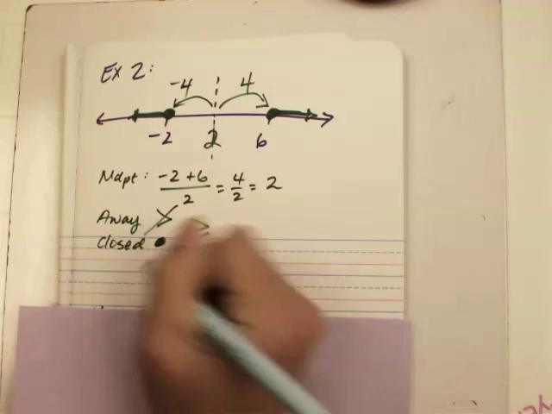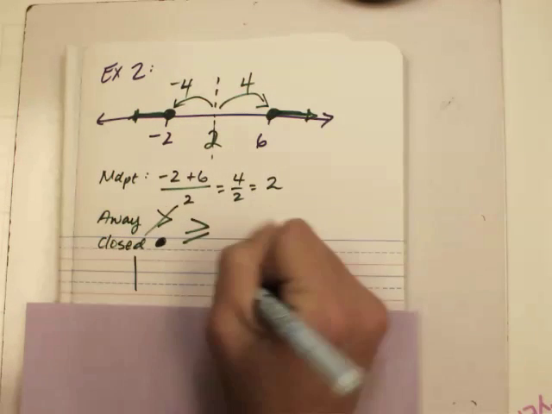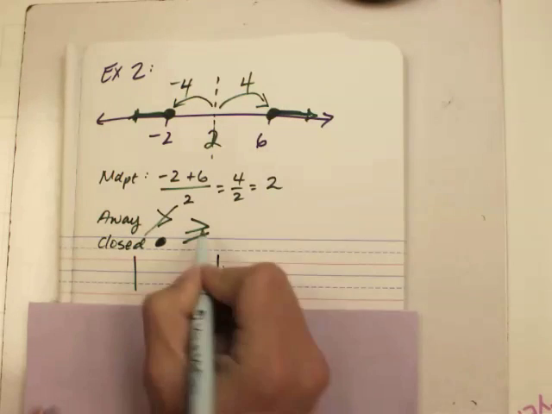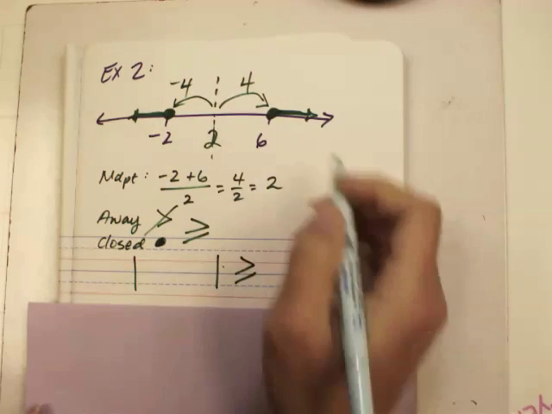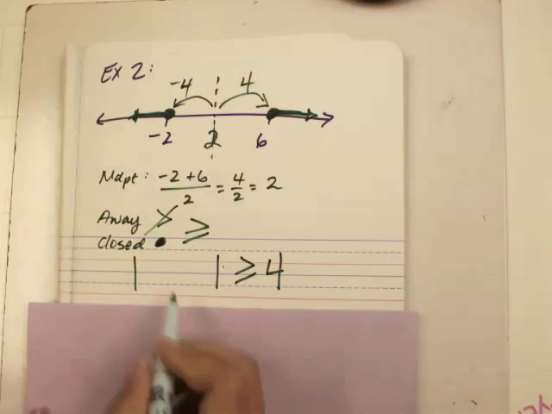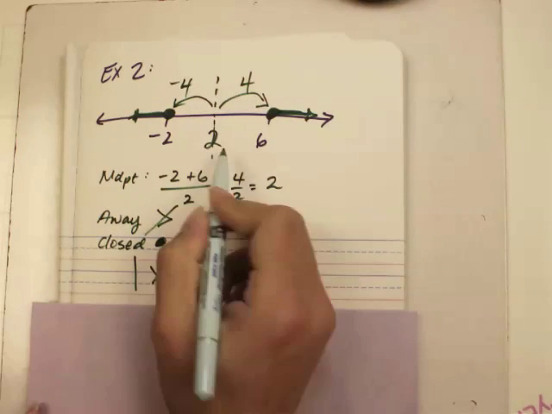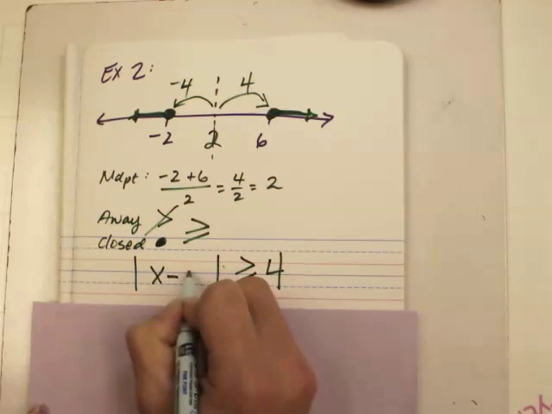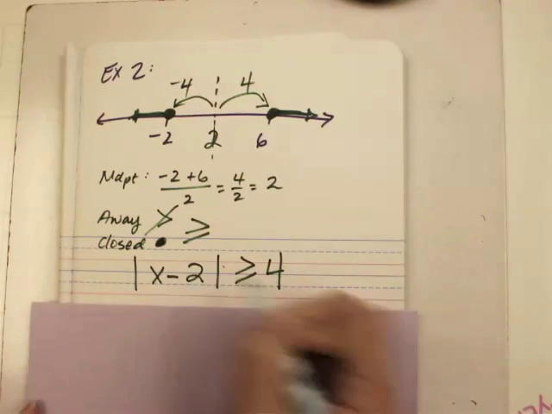Okay, so let's craft our equation here. We are using this symbol. Distance is 4 steps, and x, distance between x and the midpoint, which is 2.